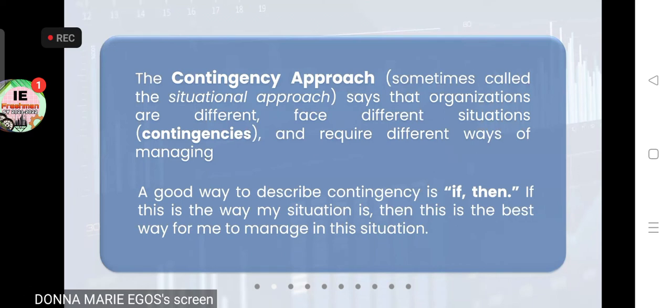So, the contingency approach, sometimes called the situational approach, says that organizations are different, face different situations or contingencies, and require different ways of managing. A good way to describe contingency is if-then. If this is the way my situation is, then this is the best way for me to manage in this situation.